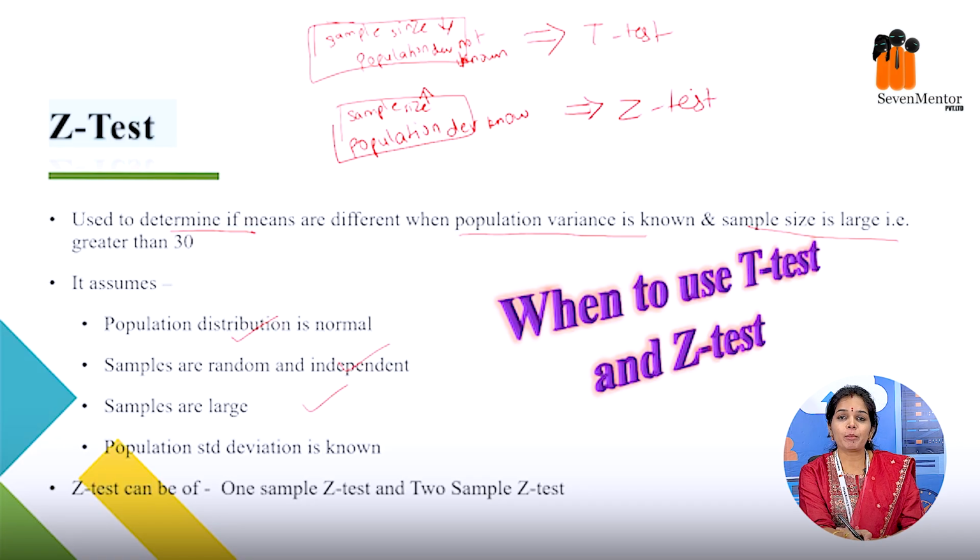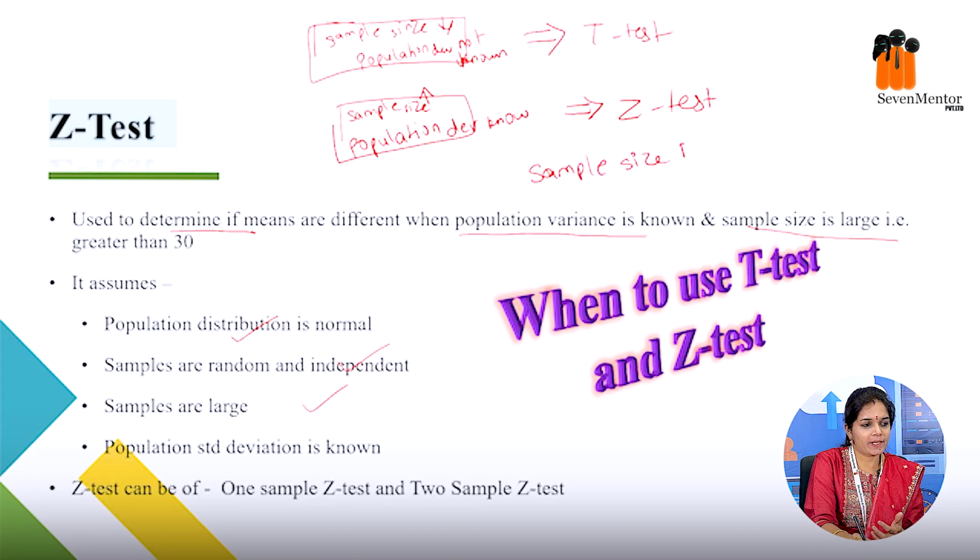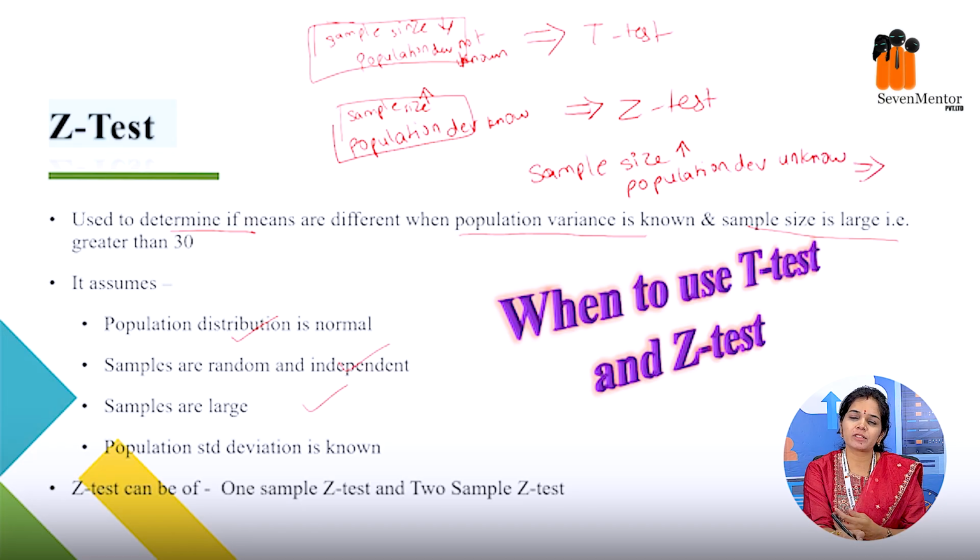Clear with this, right? But what if the sample size is greater and population deviation is unknown? Which test would you go with? Just think for a second. Yes, you would go with the z-test, because even though one parameter, population standard deviation, is not known, the sample size is large, so we can go with it.